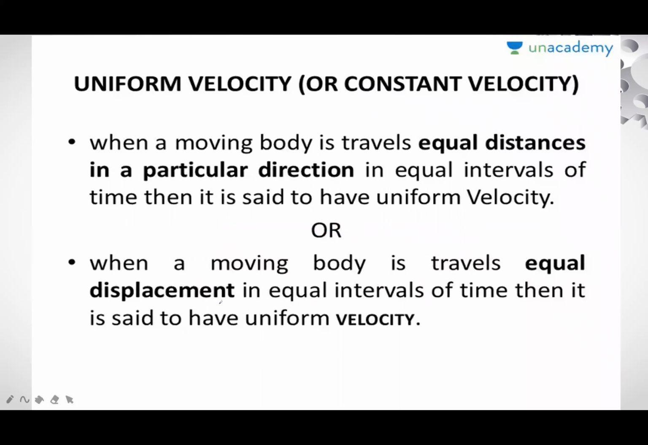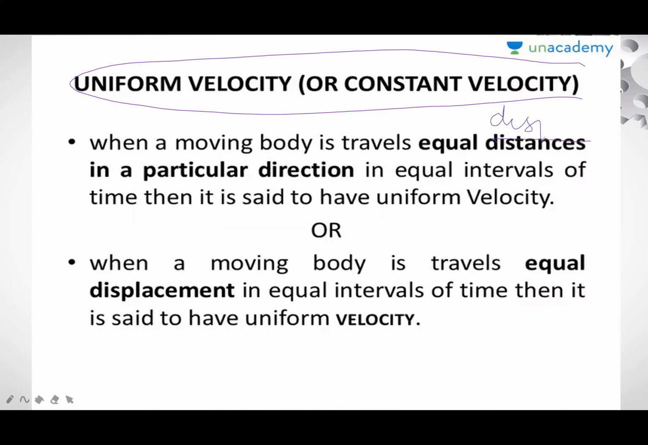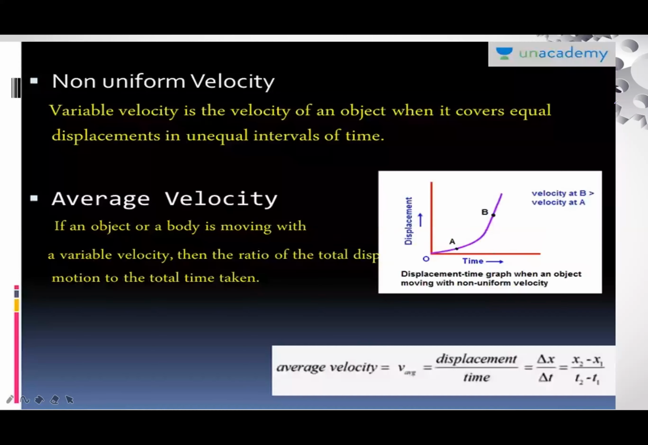Uniform velocity: if a body covers equal displacement in equal intervals of time, then it is called uniform velocity. When a moving object travels equal displacement in equal intervals of time, it is said to be in uniform velocity. Now, non-uniform or variable velocity.